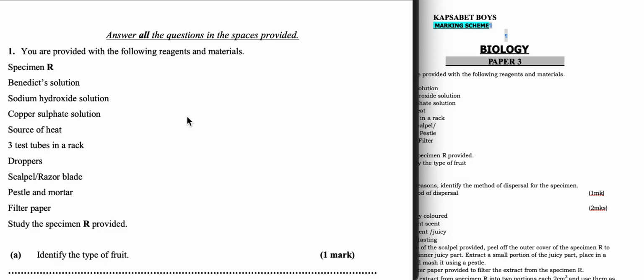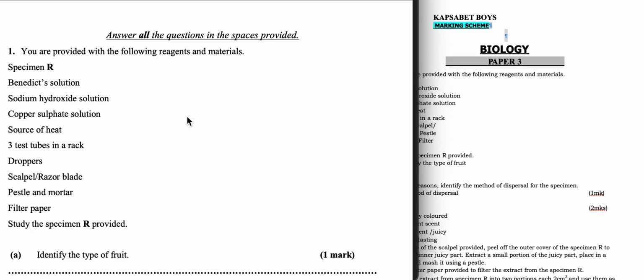Answer all the questions in the spaces provided. You are provided with the following reagents and materials: specimen R, Benedict's solution, sodium hydroxide solution, copper sulfate, source of heat, 3 test tubes in a rack, droppers, scalpel, razor blade, pestle, mortar, filter paper.